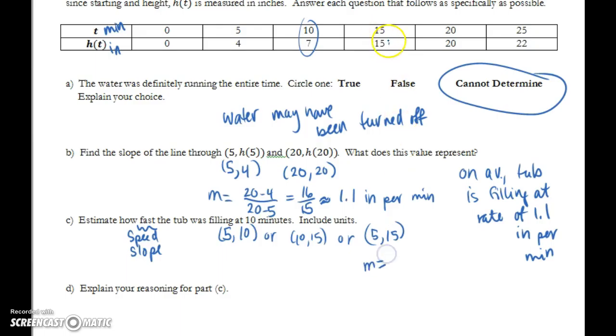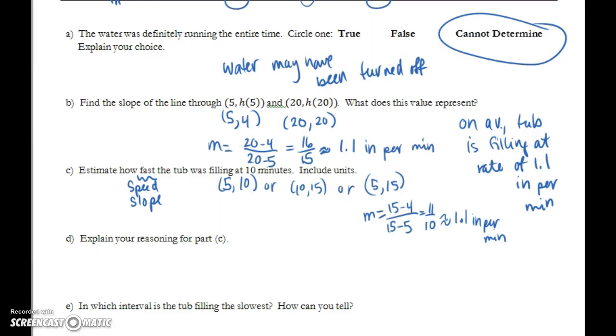The slope are the y values, so 15 minus 4 over the difference in x values, so 15 minus 5, and that's 11 over 10, which is approximately 1.1 inches per minute. So at 10 minutes, it's approximately filling at 1.1 inches per minute. Now we'll get different answers if we do from 5 to 10 or 10 to 15, but any of those are acceptable. All right, so we kind of explained ourselves already for question D.